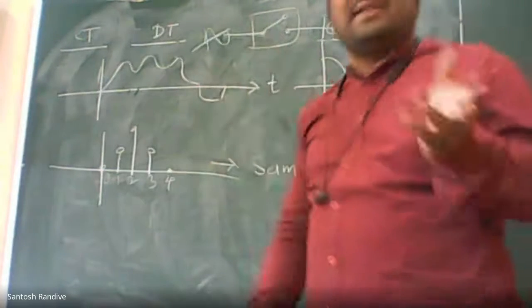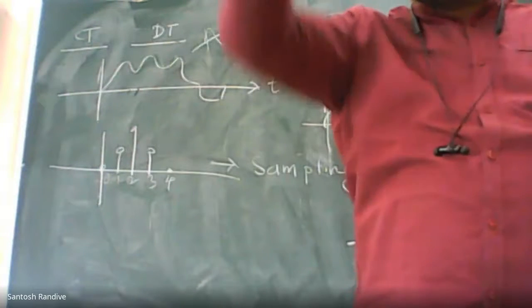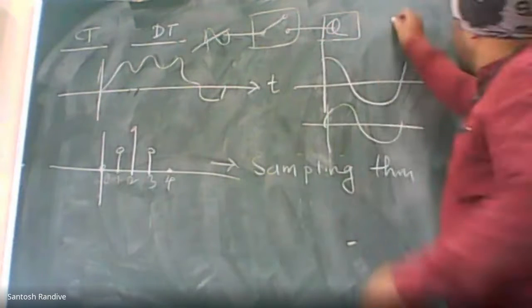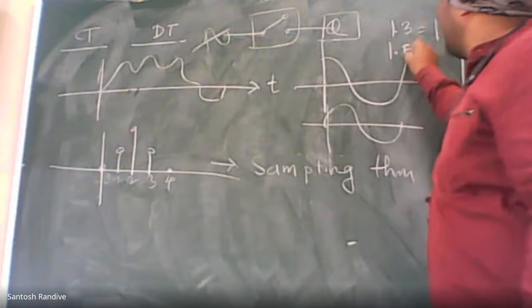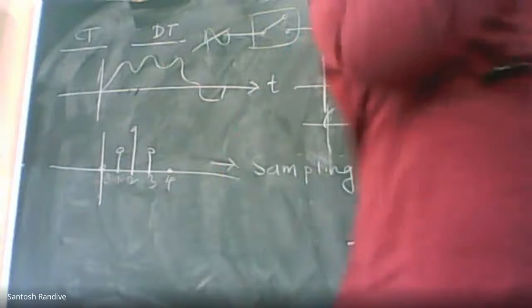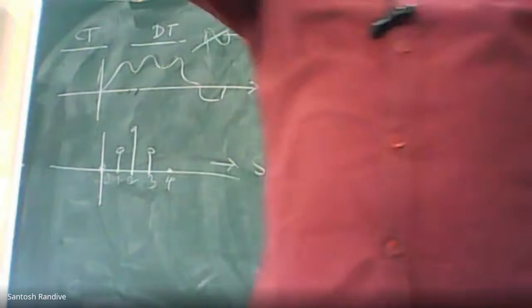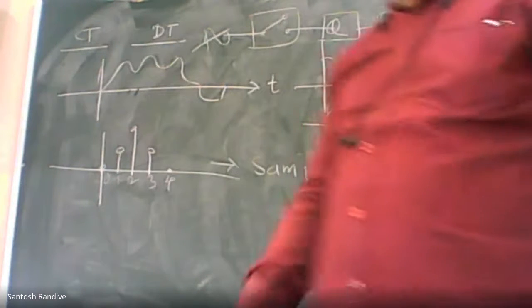Quantization. What is quantization? Whatever the appropriate amplitude is, it will be converted to the nearest integer. Suppose the amplitude is 1.3, so it will convert it to 1. If it is 1.57, it will convert it to, say 0.5. If it is less than 0.5, it will convert it to the lower integer. If it is greater than 0.5, it depends on how we design our quantization. And then the next step is the encoder. This is the sampling process.